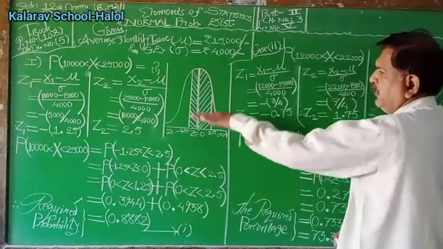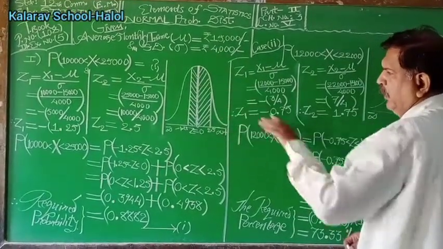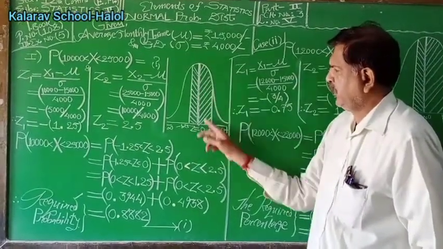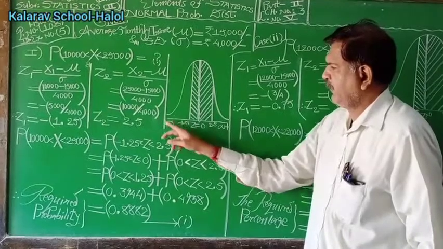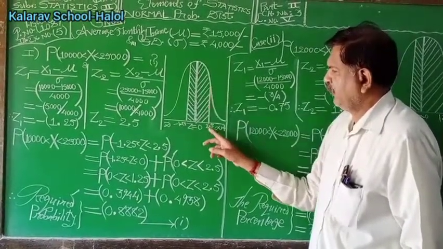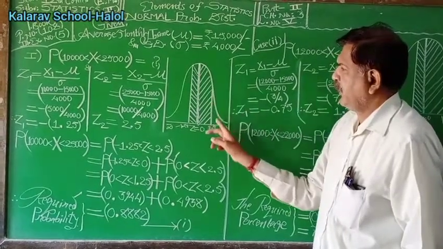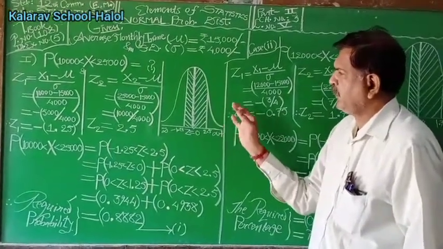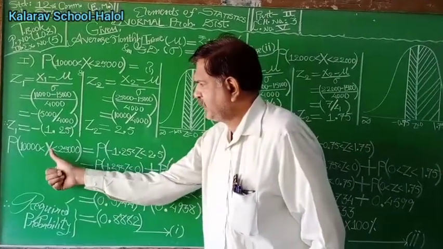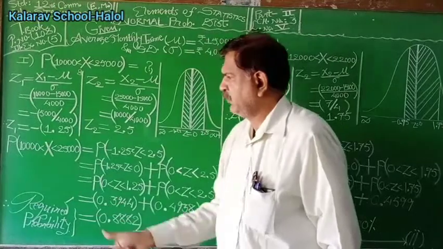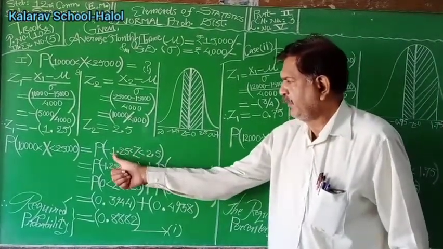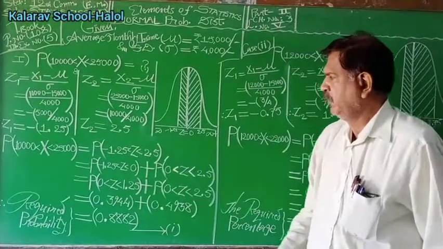This diagram, this figure must be shown, must be drawn, right? Normal curve for z equal to 0 in the center, infinity plus, infinity minus, minus 1.25 here somewhere and 2.5 here. And the shaded portion is the required region or the probability. X, the normal variate between 10,000 and 25,000, is the same as z between minus 1.25 and 2.5.